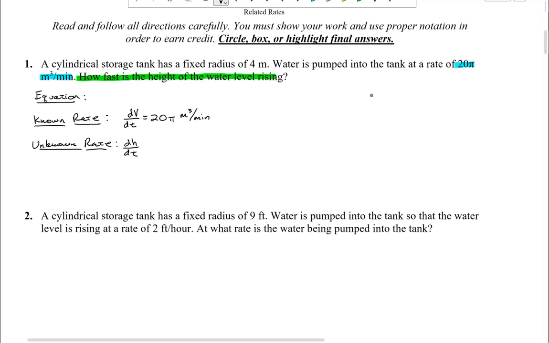So we want an equation that's going to give us a relationship between the volume of a cylinder and its height. The volume of a cylinder is pi r squared h. In this particular problem, the radius is given to us as 4 meters. So this volume formula becomes V equals 4 squared, which is 16 pi times h. Now we're going to take this equation and take a derivative with respect to time using implicit differentiation.